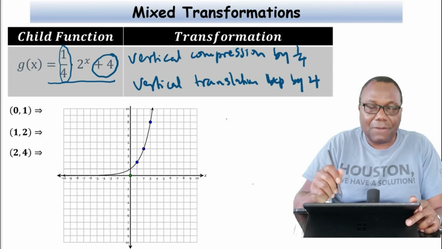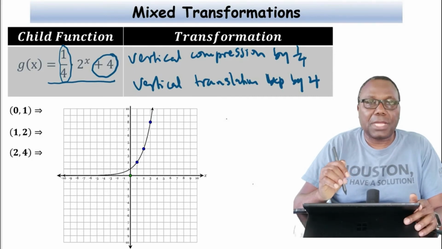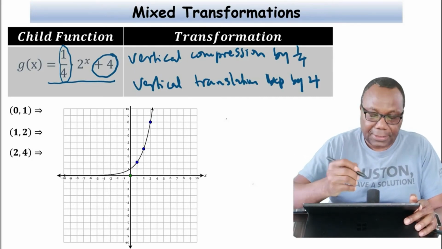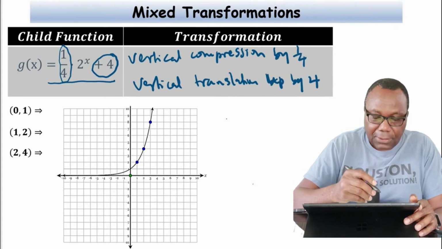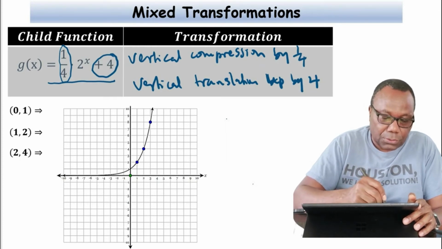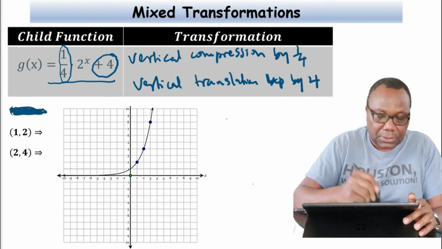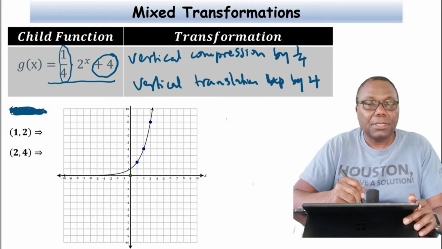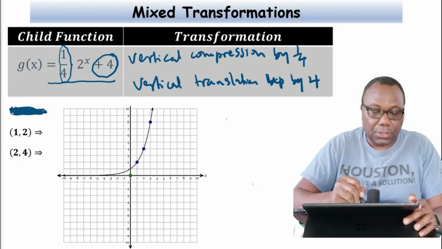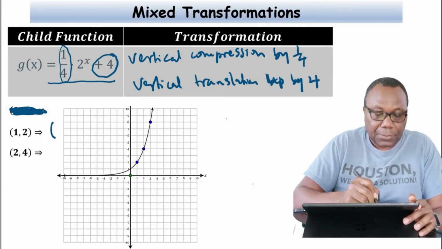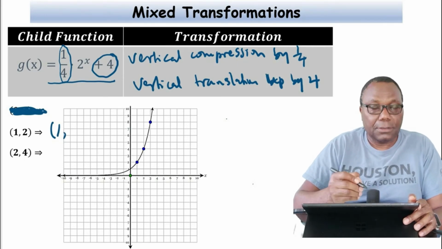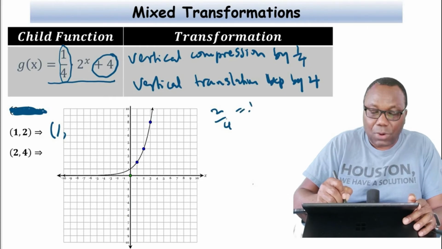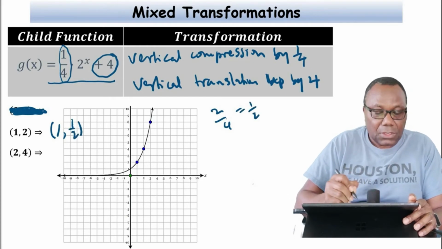Vertical compression by 1/4 means the y values are going to be divided by 4. All right, let's take 3 points here. I don't like the 0, 1, so let's just use the 1, 2 first. Remember, this is an output change, so we're only going to look at the y values. The x stays the same. The 2 is going to be divided by 4, and 2 divided by 4 is 1/2.